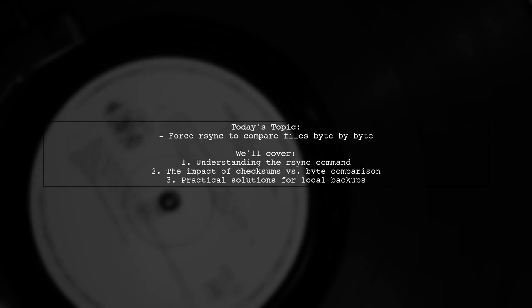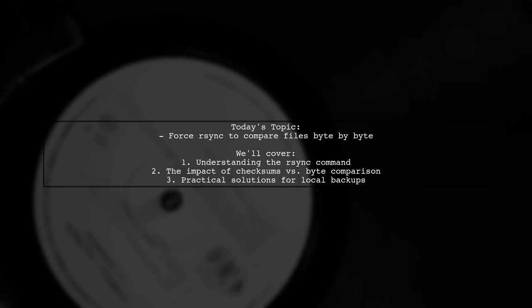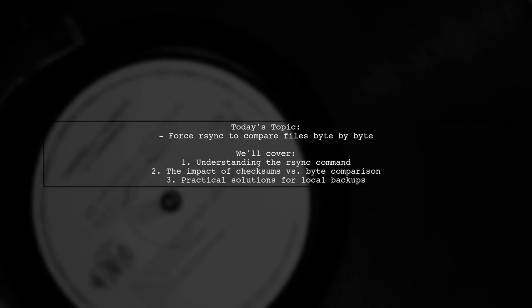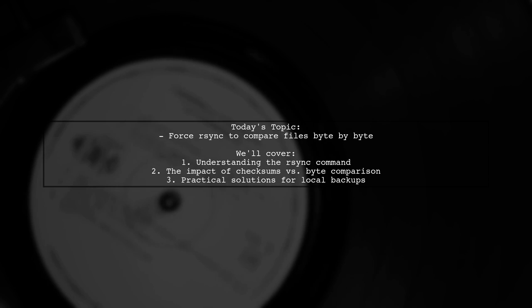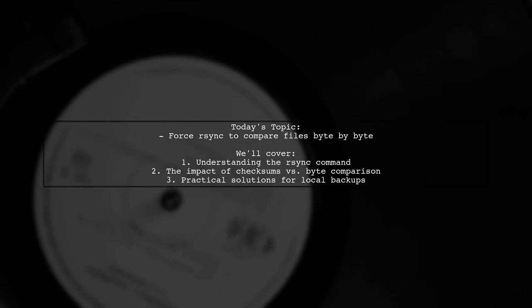Today, we're tackling a question that many Bash script enthusiasts encounter. Our viewer is looking to optimize their backup process using rsync. The question is, how can we force rsync to compare local files byte by byte instead of relying on checksums?